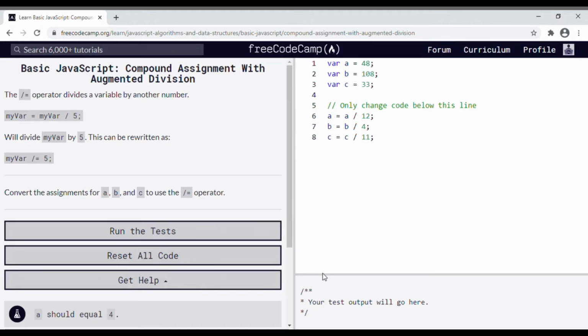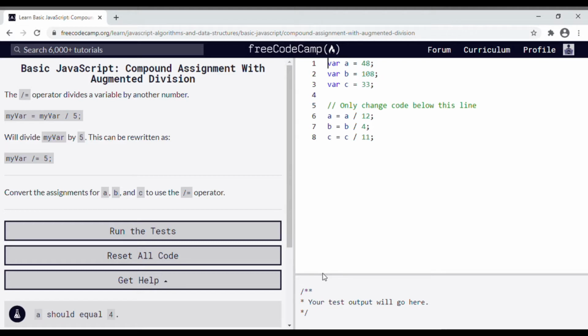So the division one's next. Compound assignment with augmented division. The /= operator divides the variable by another number. myVar = myVar / 5. We'll divide myVar by 5. This can be written as myVar /= 5.